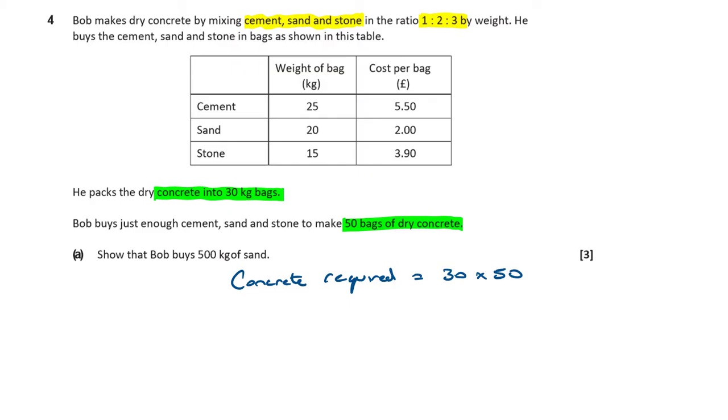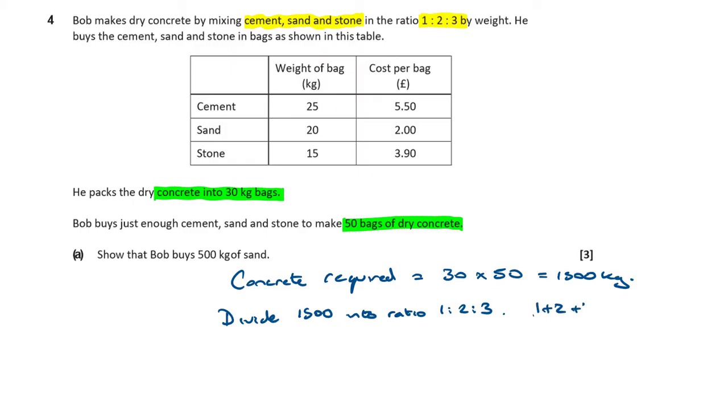So what's 30 times 50? Reaching for the calculator. 30 times 50, that is 1500. So we want 1500 kilograms of concrete. Okay, that's good. Now, we know the ratio of cement, sand and stone that goes into that concrete. So now we can divide our total amount of concrete into that ratio. So we're going to divide 1500 into ratio 1 to 2 to 3. That's what we're planning to do, isn't it? So how do we do that?